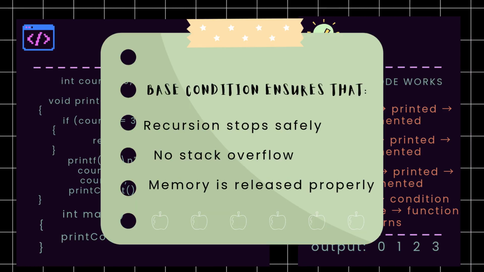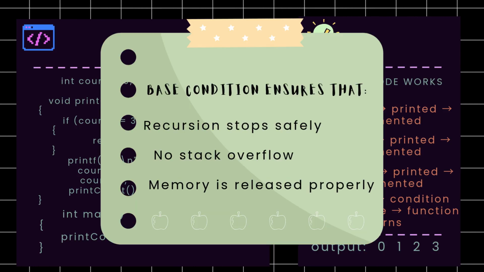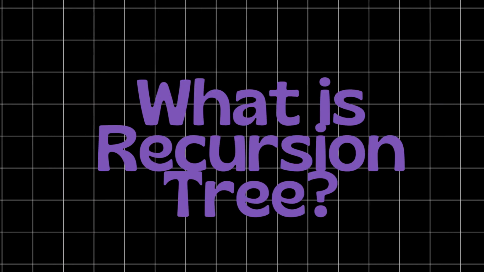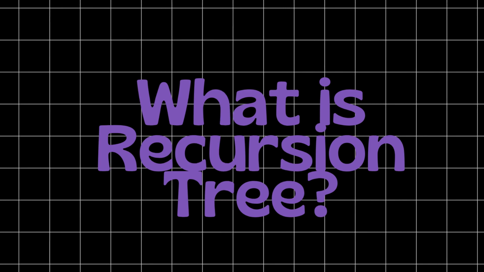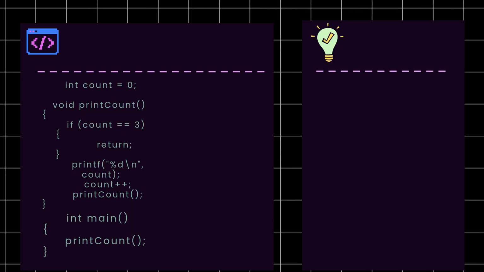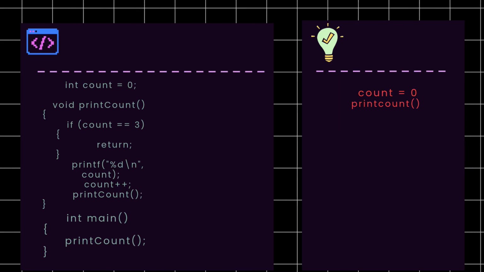Recursion stops safely. No stack overflow. Memory is released properly. Now, what is a recursion tree? The recursion tree concept is very simple. Using the same example, the function is called when count equals 0.